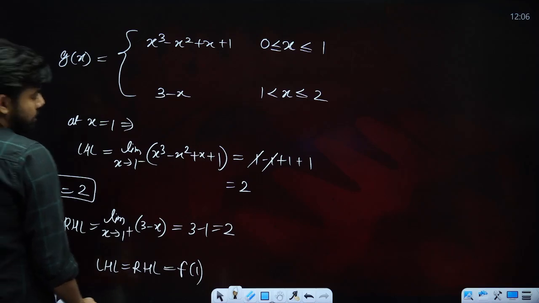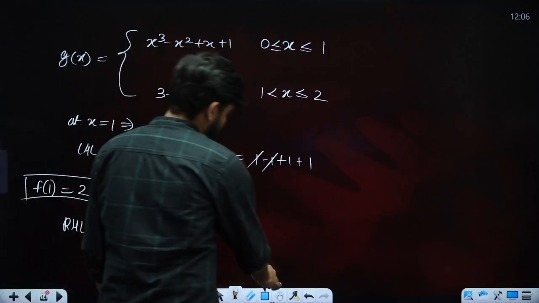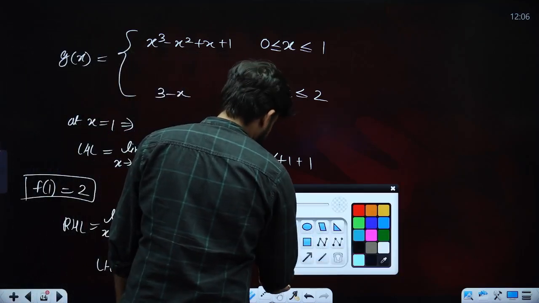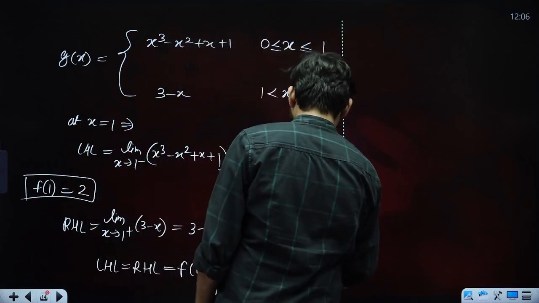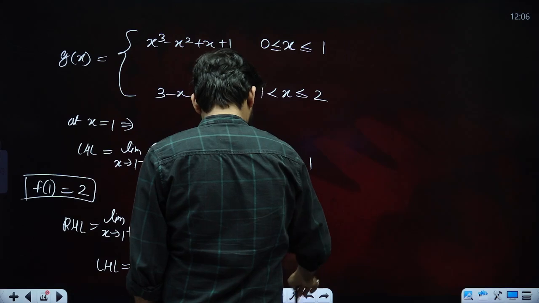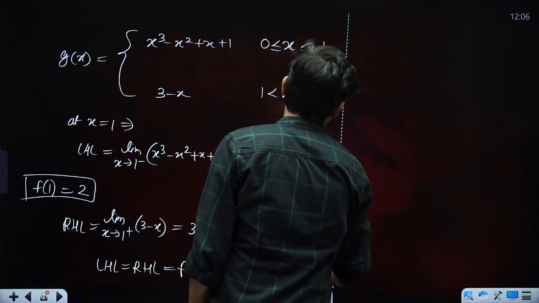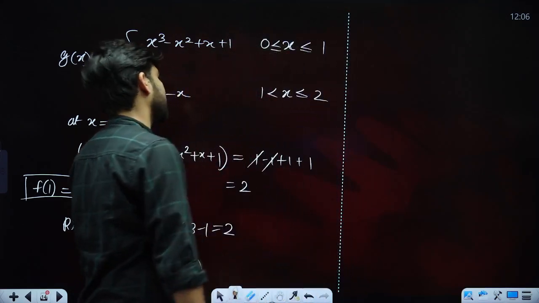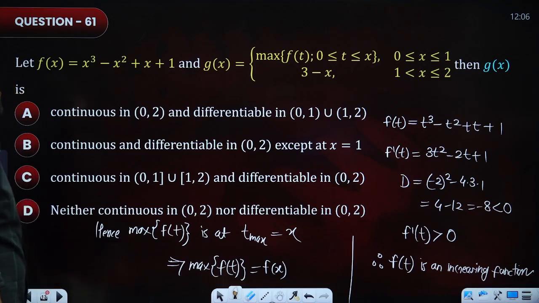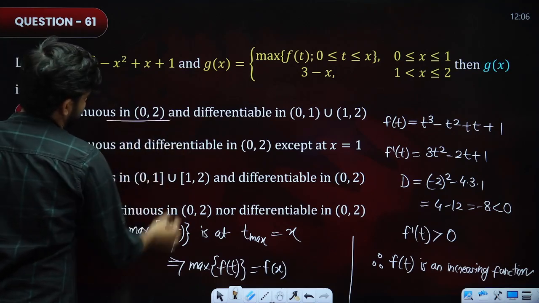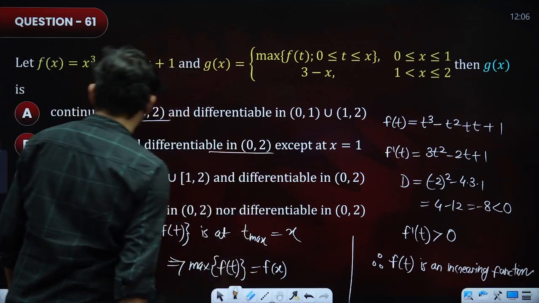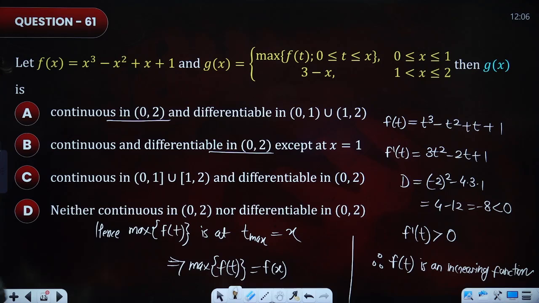So it is equal to f of 1. We can say that it is continuous from 0 to 2. So the statement that it is not continuous in 0 to 2 is wrong, because it is continuous at 1 also. This statement is also wrong.